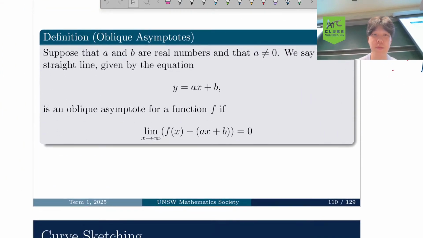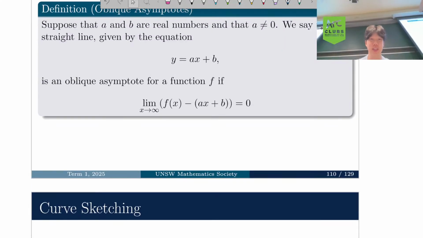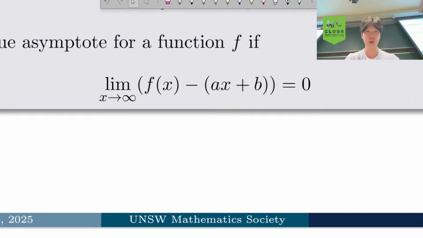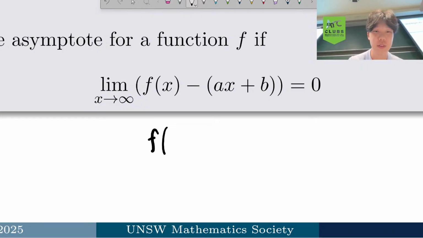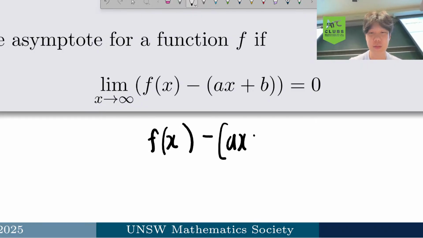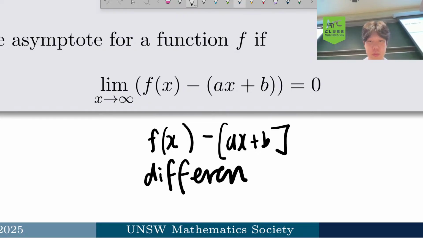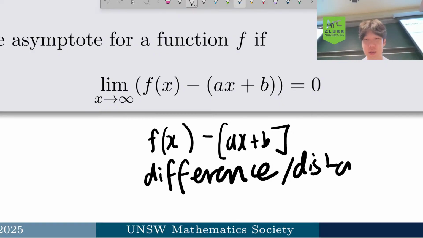So we say that a straight line given by the equation y equals ax plus b is an oblique asymptote for a function f if the limit as x becomes really, really big of f of x minus (ax plus b) equals 0. So what does this mean? Well, we can think of f of x as our function, and ax plus b as our line. f of x minus (ax plus b), we can kind of think of this as the difference, or the distance, between f of x and our line.